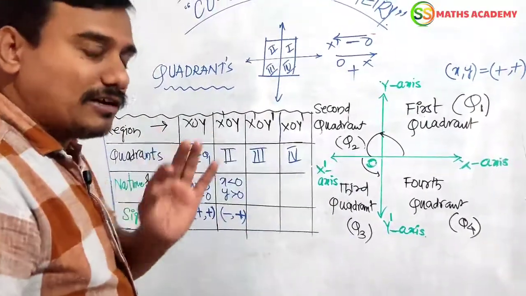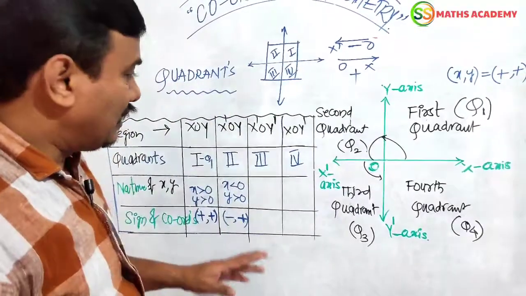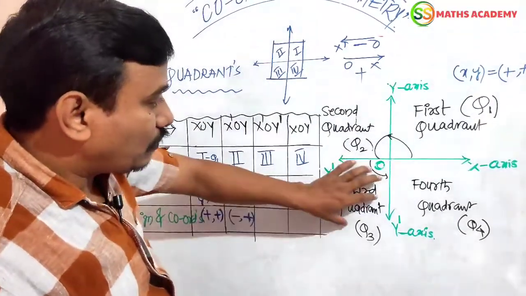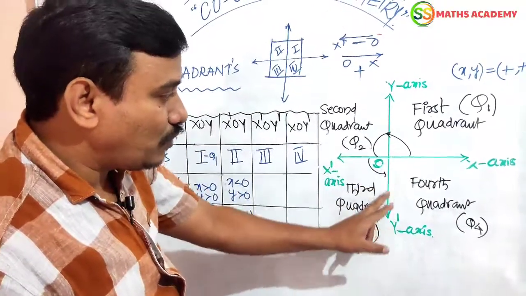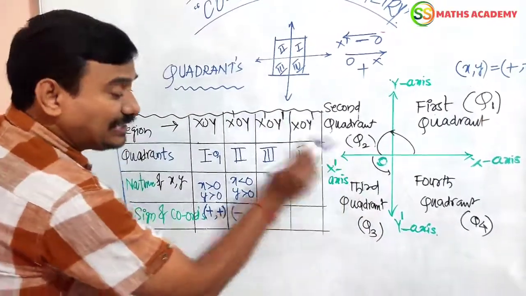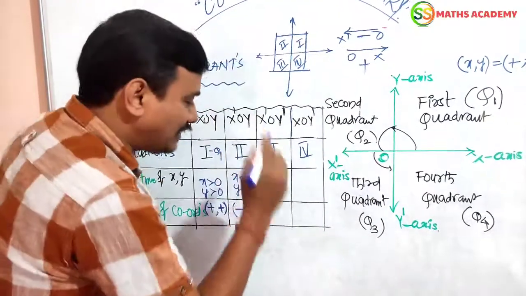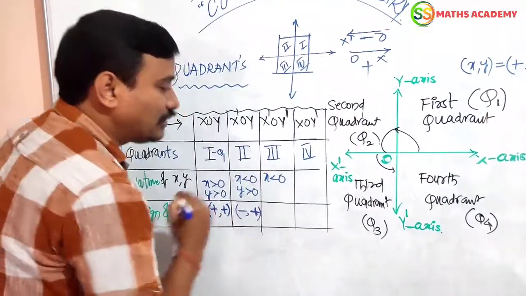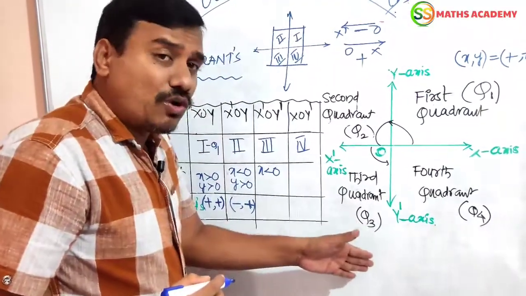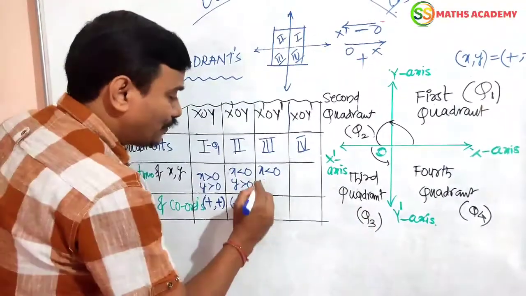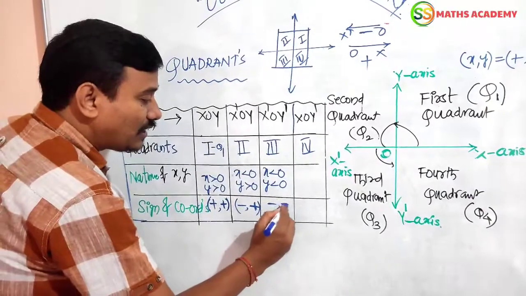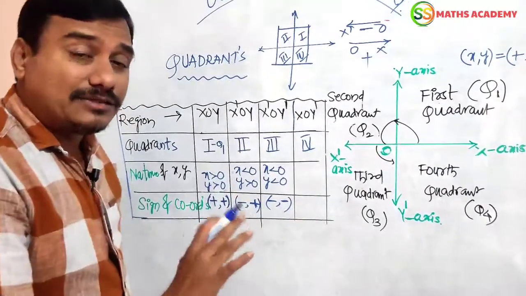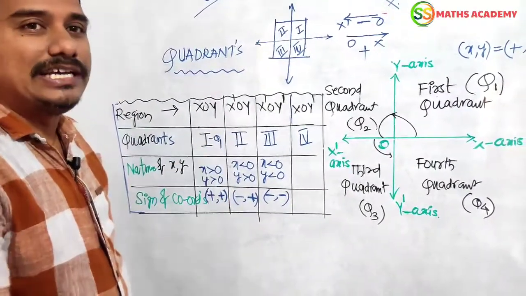Now come to the third one, X'OY'. Yes, OX' means negative, x is less than 0. OY', the down part of the y-axis, is also negative, y is less than 0. It can be written as signs: both are minus, minus comma minus only.